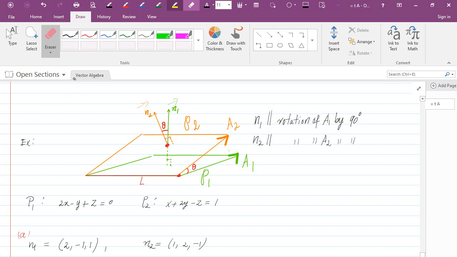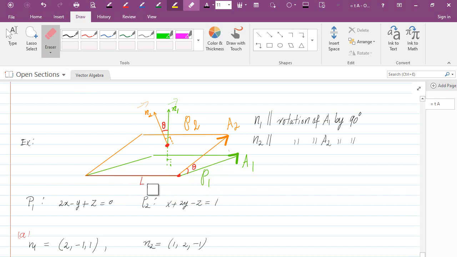So here we're going to be looking at the intersection of two planes. When two planes intersect, there are two quantities that we might be interested in. One is the angle between the two planes, and the other one is the intersection of the two planes. Now, clearly, if two planes intersect, they will intersect along a straight line. So the intersection of two planes, if they intersect, would be a straight line.